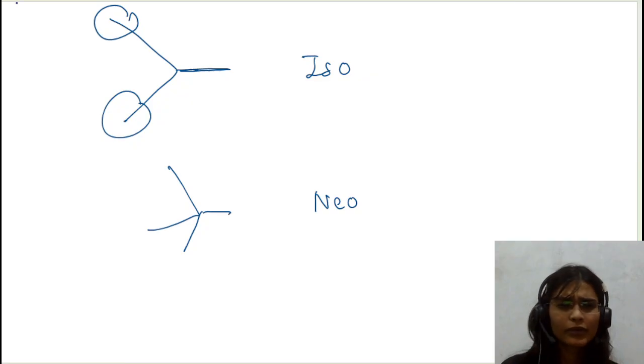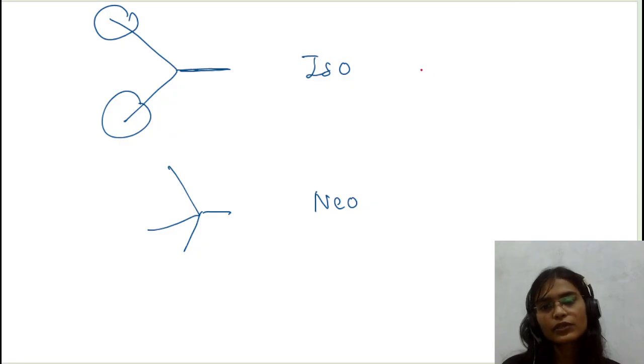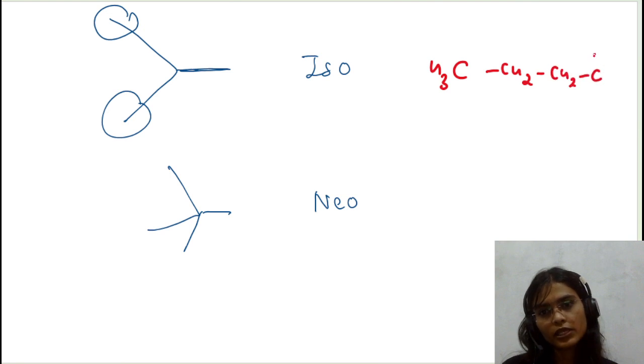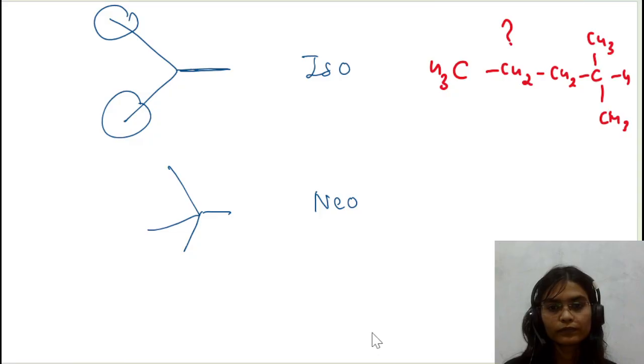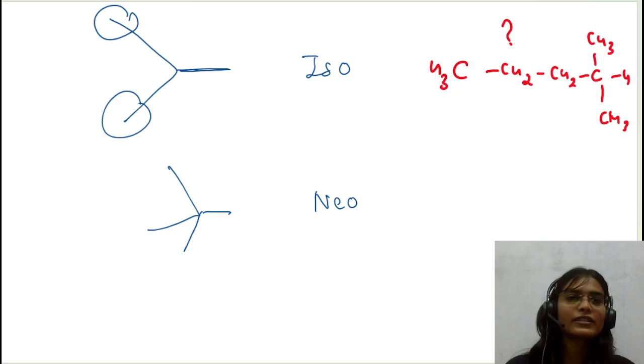Now, how about the tree and all this? For example, there's a question for you. Let's suppose this is my CH3, CH2, CH2, CH3, and hydrogen and CH3. Is this given structure iso or neo? Neo, neo, neo. Okay then, can you tell me why this is neo?